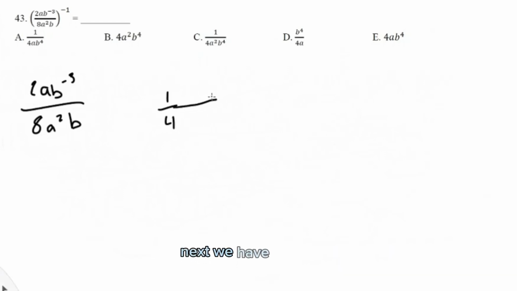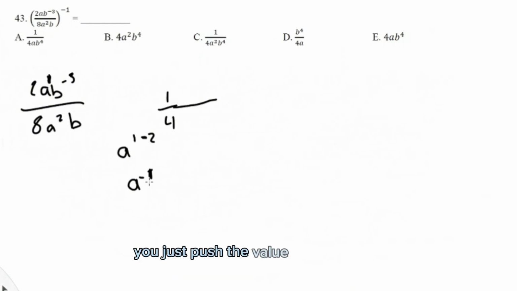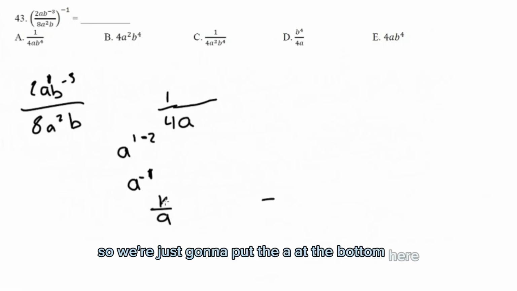Next, we have a power 1 over a power 2. The reason it's a power 1 is because there's no listed power, meaning it's automatically a power 1. So when you have a bigger exponent on top, you have to do the bigger exponent minus the lower exponent, or the one on top, so a power 1. The exponent, we just subtract the 2, which makes it a power negative 1. When you have a negative exponent, to get rid of the negative exponent, you just push the value to the bottom. So you can write this as 1 over a. So we're just going to put the a at the bottom here.